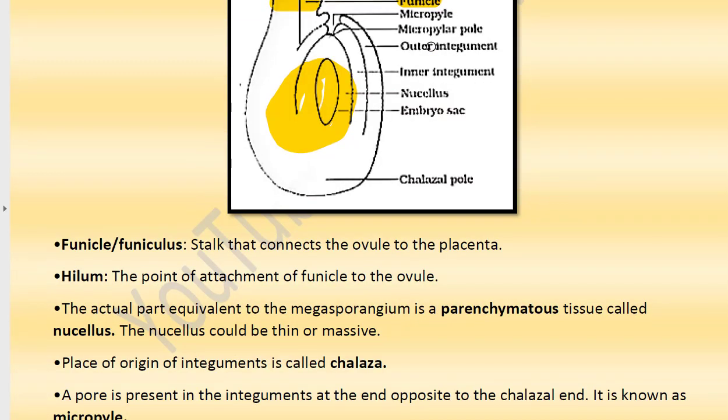The next point says that the actual part equivalent to the megasporangium is the parenchymatous tissue called nucellus. The nucellus could be thin or massive. According to the statement, inside all these foldings and integuments, the main ovule, or the megasporangium, is your nucellus. So this is your nucellus.